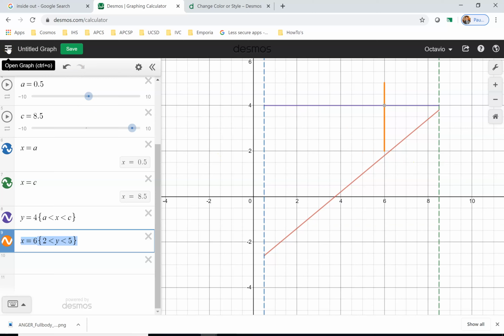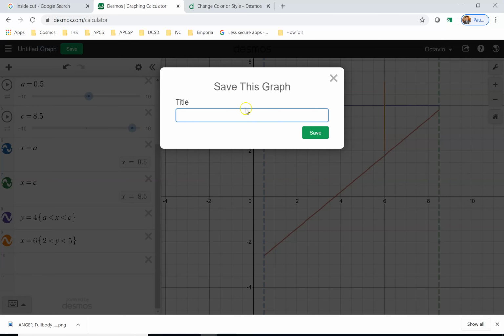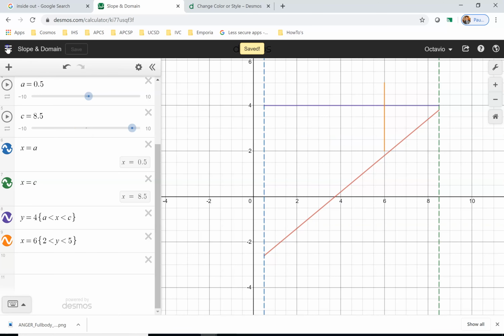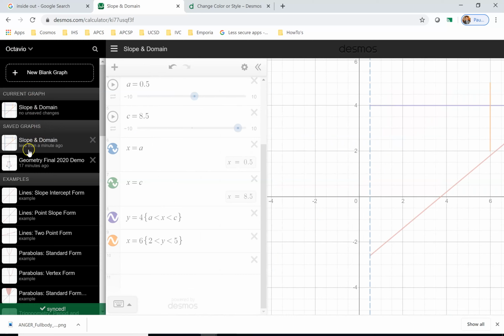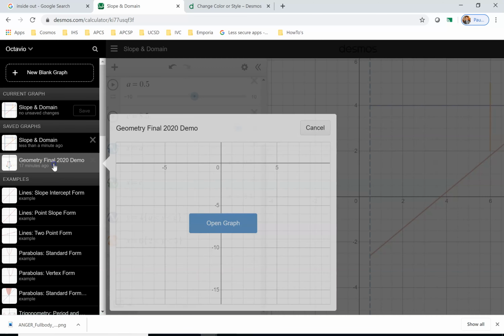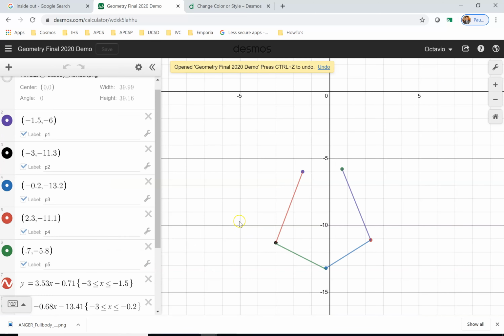I want you to feel good about increasing their slope, decreasing their slope, playing around with the domain and the range. And so right here, let me just save this, we'll call it slope and domain, just so that I can have it if I need it later on. And I'll go here to my geometry final. I'm going to open this.